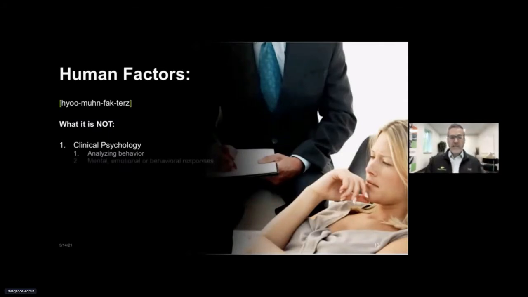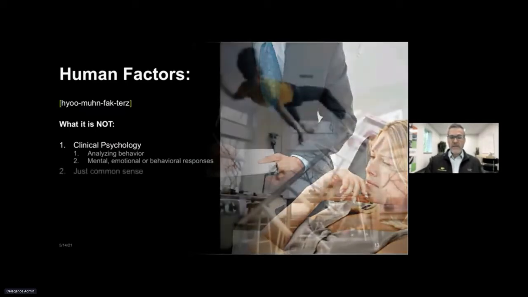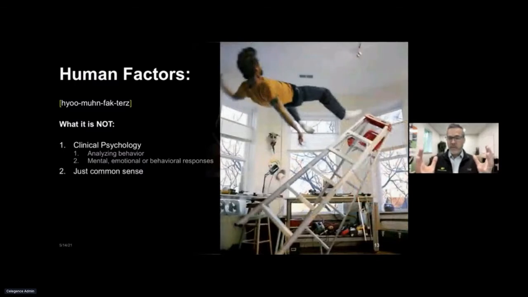We do analyze their behavior, and we do want to understand their emotional, mental and behavioral responses, but it's all in that effort to understand what their mental capabilities and mental limitations are, okay? It's not just common sense. I've heard a lot of people say, come on, it's just common sense to make our device this way because we don't want people getting hurt or using it incorrectly. Of course we don't, and we're not designing it so that happens.